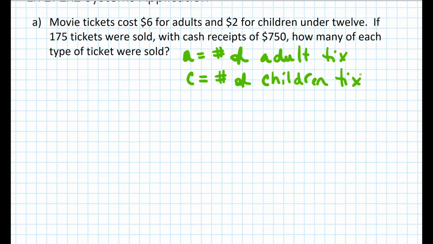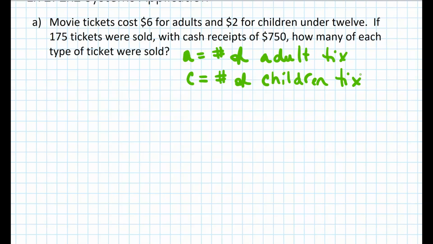Okay, so how many unknowns do we have here? 2. So the rule is for every unknown variable, you have to have one equation. So if we have 2 unknowns, we have to have 2 equations. So now we've got to go back into the text and figure out where we can get 2 equations. So what are some of the things that stand out? 175 represents the total tickets.